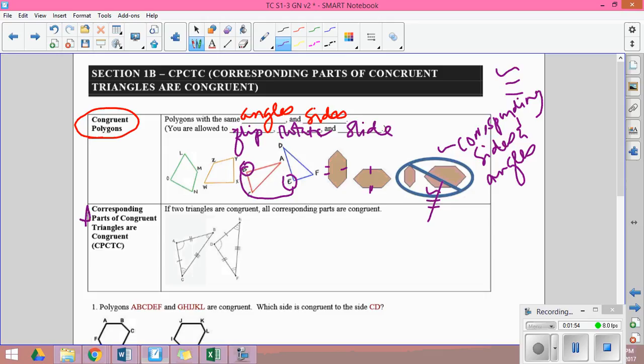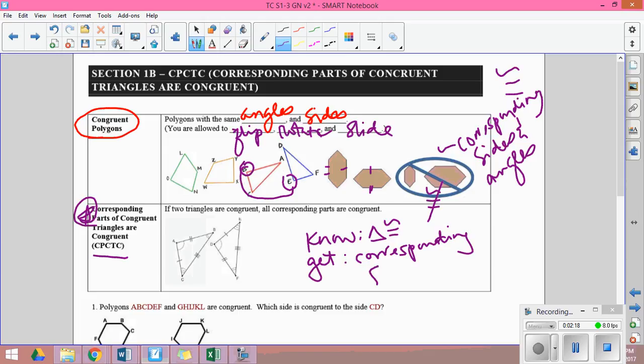This theorem right here is an important theorem. Corresponding parts of congruent triangles are congruent. We're going to abbreviate that CPCTC. So you have to know two triangles are congruent, and then you get corresponding parts equal. Corresponding sides and angles are equal. So if I give you these two triangles ABC and DEF are congruent, then I get all 6 corresponding pieces are equal, 3 sets of sides and 3 sets of angles.